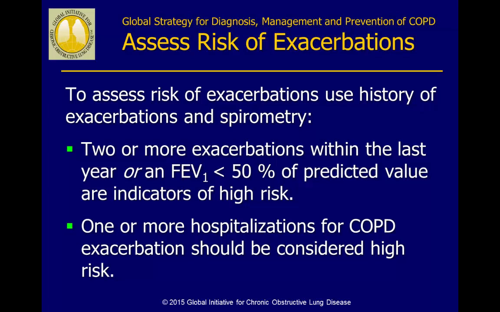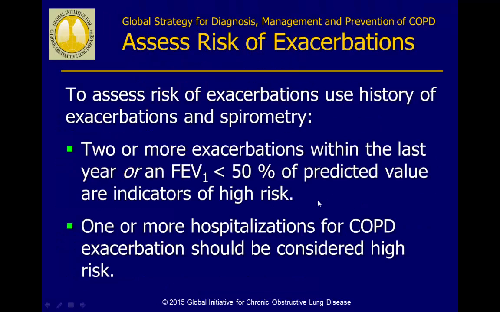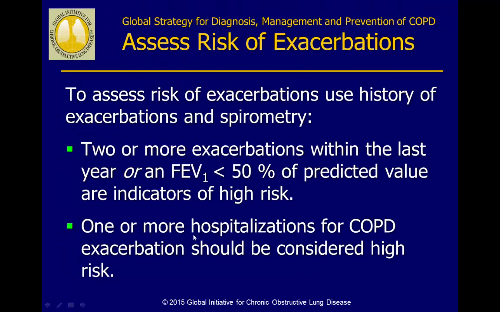Okay, so two or more exacerbations within the last year, or an FEV1 less than 50% predicted. If you really come here, less than 50% predicted is an indicator of high risk because you're severe already. Okay. One or more hospitalizations for COPD exacerbation should also be considered as high risk, and this you need to know.